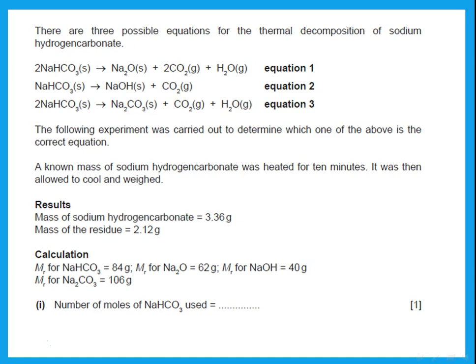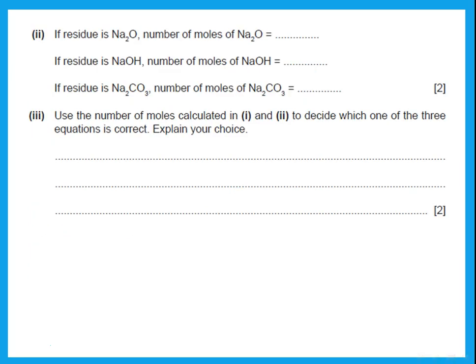Now the question is, I don't know whether this solid is Na2O, if it is following equation 1, or NaOH, if it is following equation 2, or Na2CO3, if it is following equation 3. And we try to determine which equation it is. He's given me already the molecular mass of everything, so I don't need to calculate the molecular mass of anything. So, first thing he wants, the number of moles of sodium hydrogen carbonate. We know the mass of sodium hydrogen carbonate, 3.36. I want the number of moles, so the number of moles is the mass over the molecular mass that he gives me, and that is 0.04 mole. So that's the number of moles of sodium hydrogen carbonate.